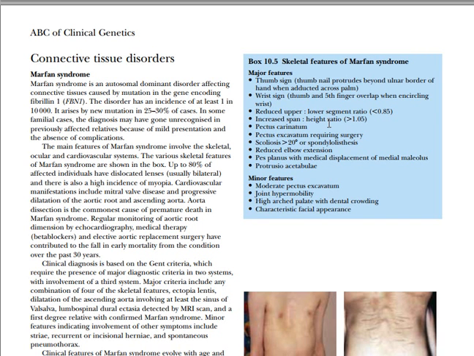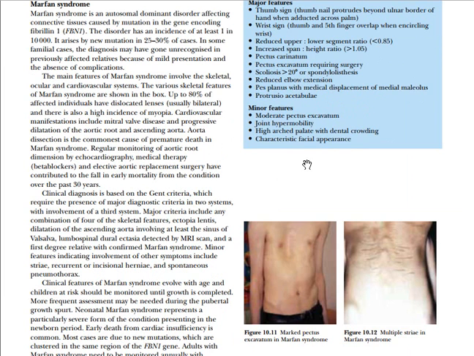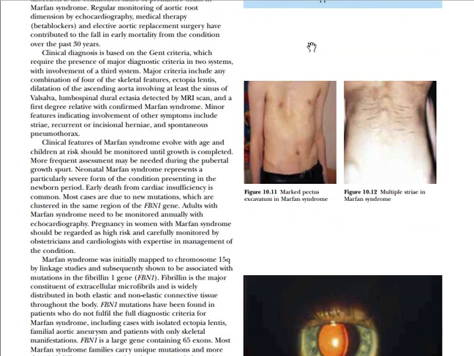So now you can have an increased arm span to height ratio. You have pectus carinatum, that is pigeon chest, and pectus excavatum requiring surgery. You have scoliosis, with a 20-degree difference, or a spondylolisthesis. You have reduced elbow extension. You have pes planus or flat foot. So those are the different features. Now the minor features: you have pectus excavatum. You can have joint hypermobility. You have a high arched palate and all that. So those are the characteristics.